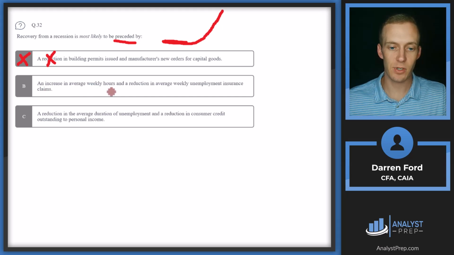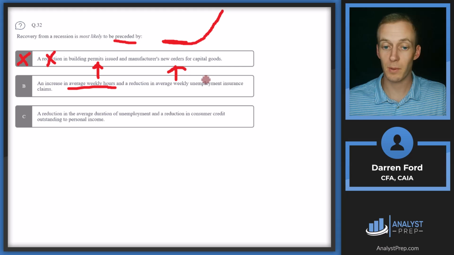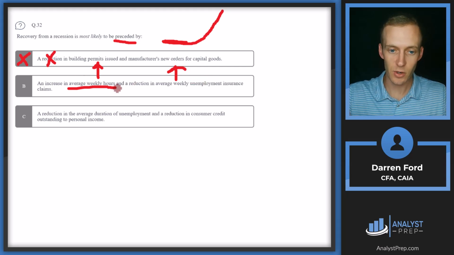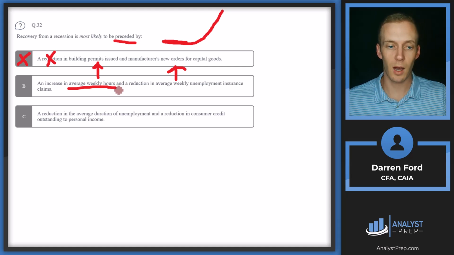B, an increase in average weekly hours. That would indicate people are needing to work more and therefore produce more goods and services likely, which would mean increased economic activity. So B looks good so far. And a reduction in average weekly unemployment insurance claims. So a reduction in unemployment insurance claims means that more people are employed or the unemployment rate is falling. And so again, like the first part of this answer, that would indicate increased economic activity, which might indicate that we're starting to recover from our recession. So I think B is our best answer so far.